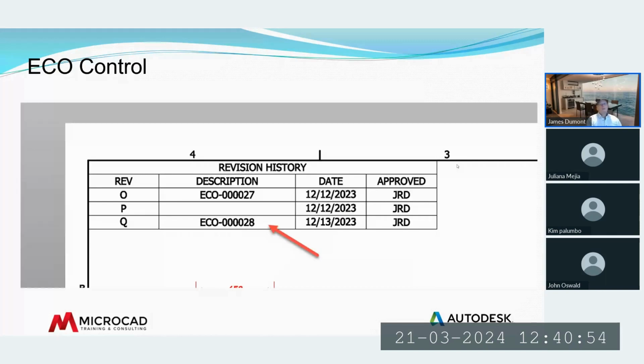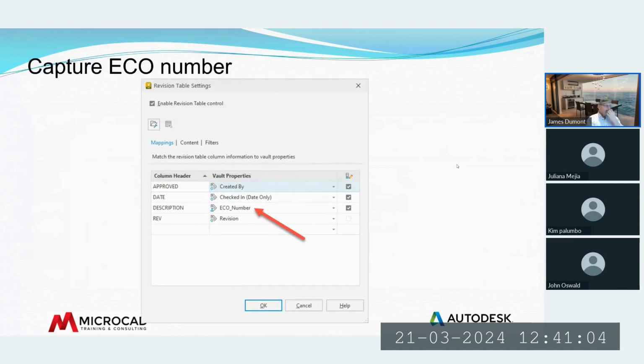So that was difficult. And what I did was I started digging into it. How can we do this? How can we do this easily? So I figured I'd use a UDP, a user-defined property. I created something called ECO number. It doesn't exist. I created it. You can call this anything you want. I call it ECO number. It's just a property that I put into the files.